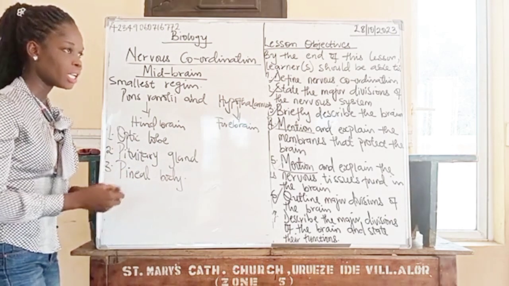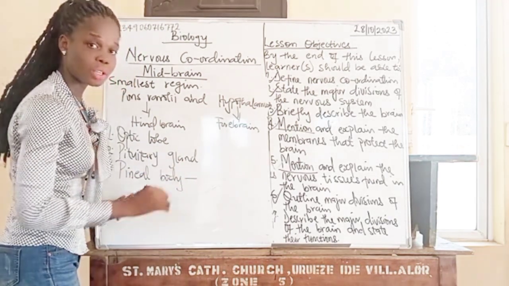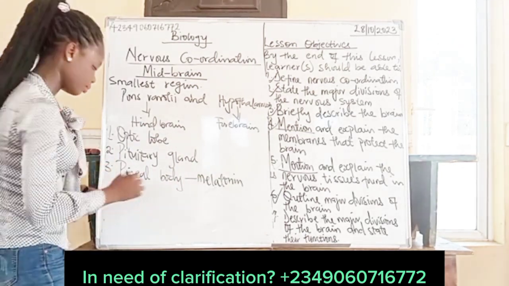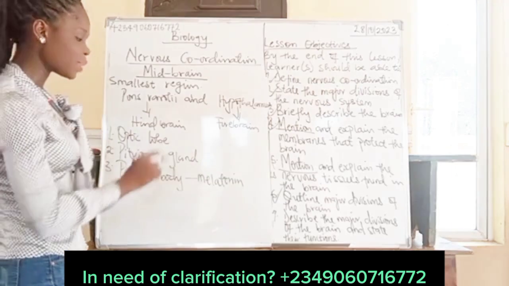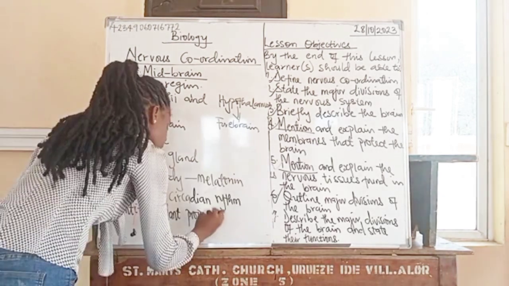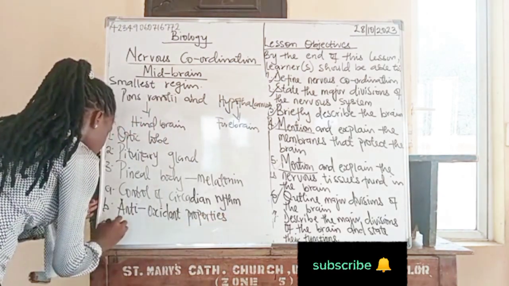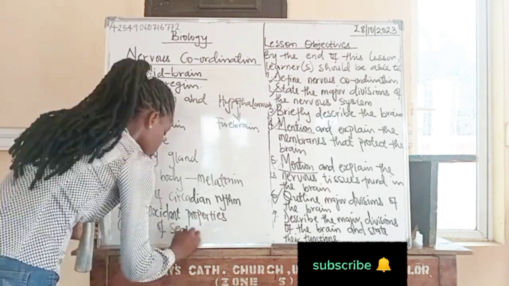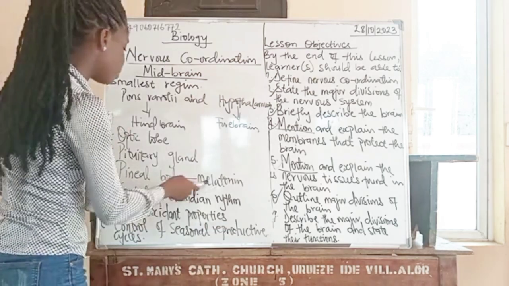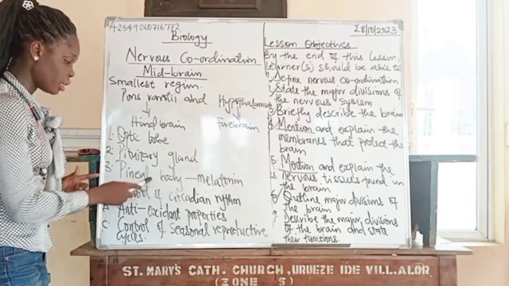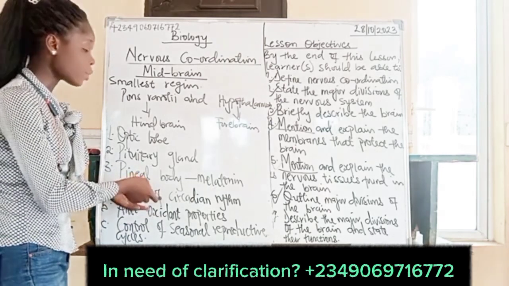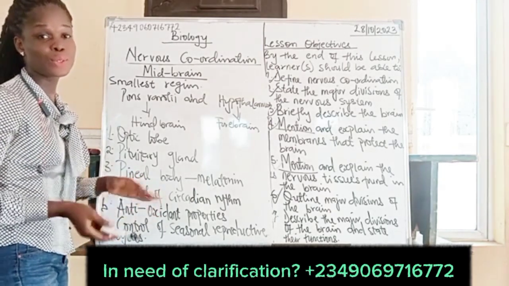Finally, we have the pineal body. The pineal body is responsible for the production and release of melatonin. Melatonin is involved in the following. The first one is the control of circadian rhythm. The melatonin that is secreted by the pineal body is responsible for controlling the circadian rhythm, particularly the sleep-wake cycle. It controls the sleep-wake cycle because it is secreted in response to darkness.